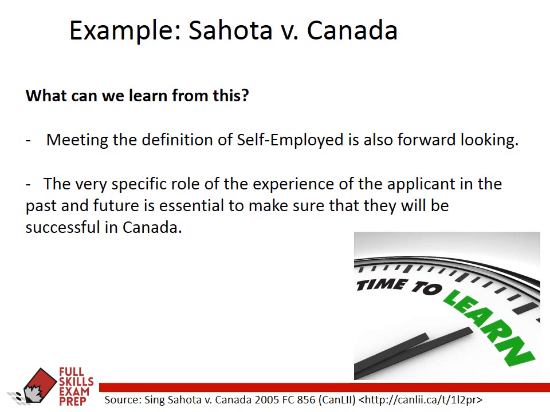Okay, so remember that it's also forward-looking. The agent's going to take a look to see how well this person would be able to establish himself or herself in Canada. And that role that they're going to perform in Canada is very, very specific. It's based on, of course, their experience in the past, what they do, and what they're going to continue to do in Canada as well. So something as general as farming, in this case, the agent didn't think that farming rice and wheat is the same as farming fruit and vegetable in Ontario, which is why, of course, this applicant was not accepted.